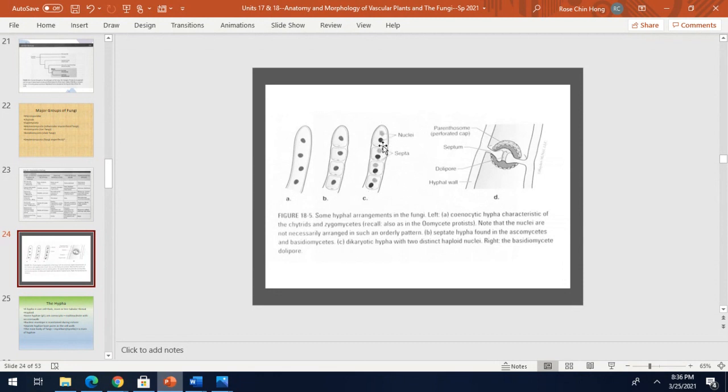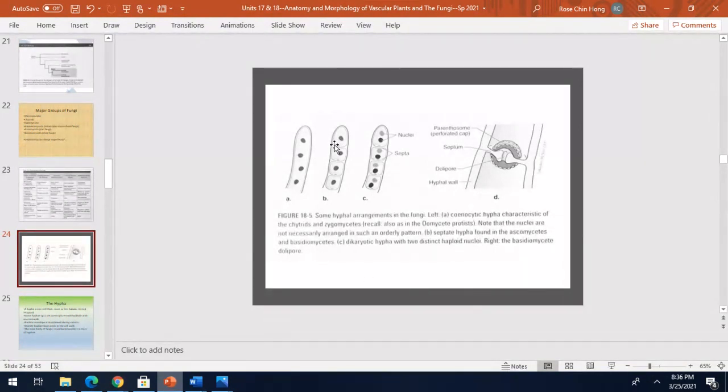And here, this is a dikaryotic group of fungi. So it has two different types of nuclei. So you see a darker shade and a lighter shade. So this is Dikarya, and that is C. So let us see what C says: dikaryotic hypha with two distinct haploid nuclei.